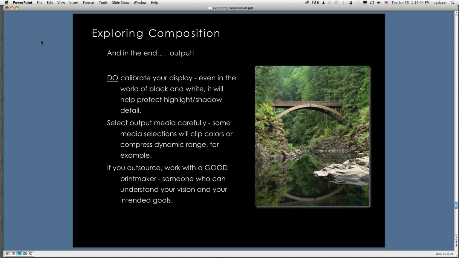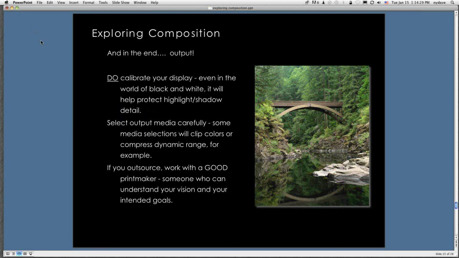And some pointers for you: do calibrate your display. Even in the world of black and white, it helps protect your highlight and shadow detail and gives you better mid-tone gradations. And so there's no excuse. The technology has gotten to be incredibly good, incredibly accurate, and if you're not calibrating your display once a month, I encourage you to do so.